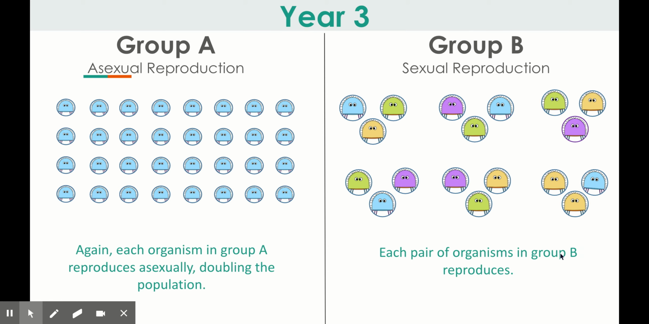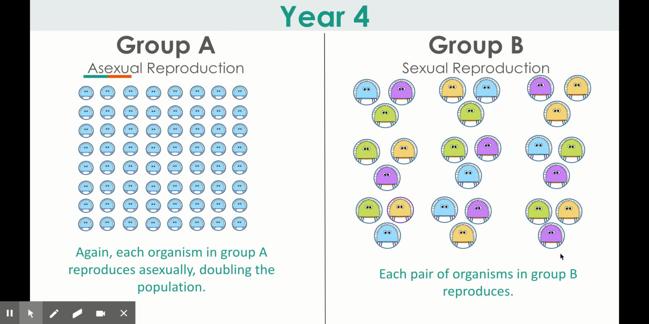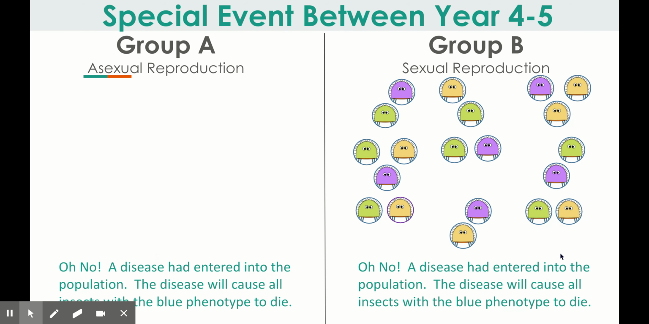Here's year 3. Again, you're going to record your data. You're going to count how many organisms are in each group and put that in your data table. Here's year 4. You're going to continue to put the data on your data table.